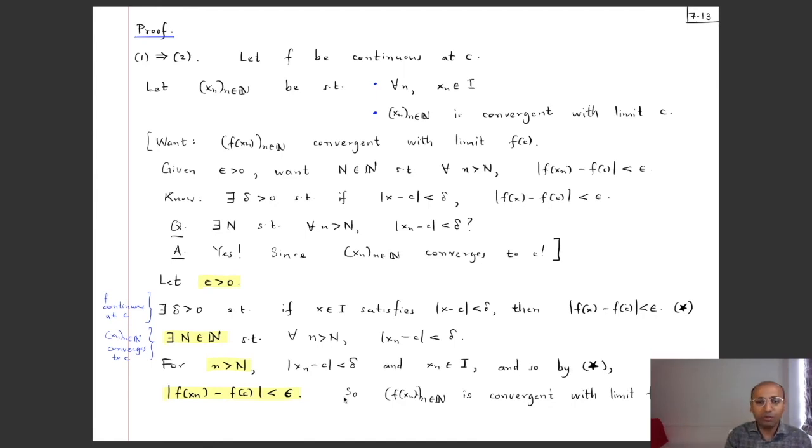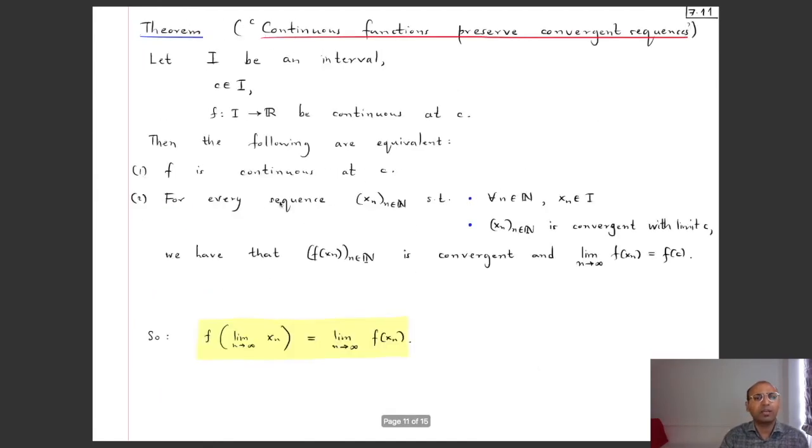Now we will show that the second statement implies 1. So we have already proved 1 implies 2. Now we go from 2 to 1, so that the two statements are equivalent. It's still left to prove that 2 implies 1, which we now do.